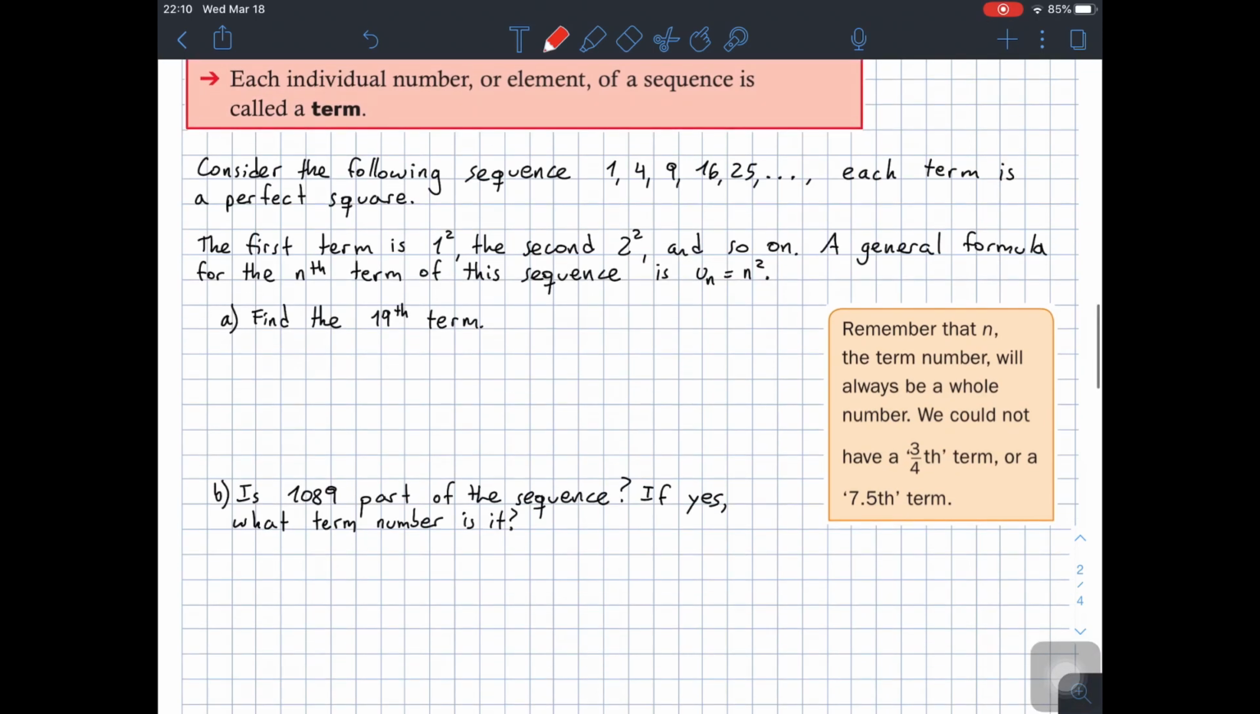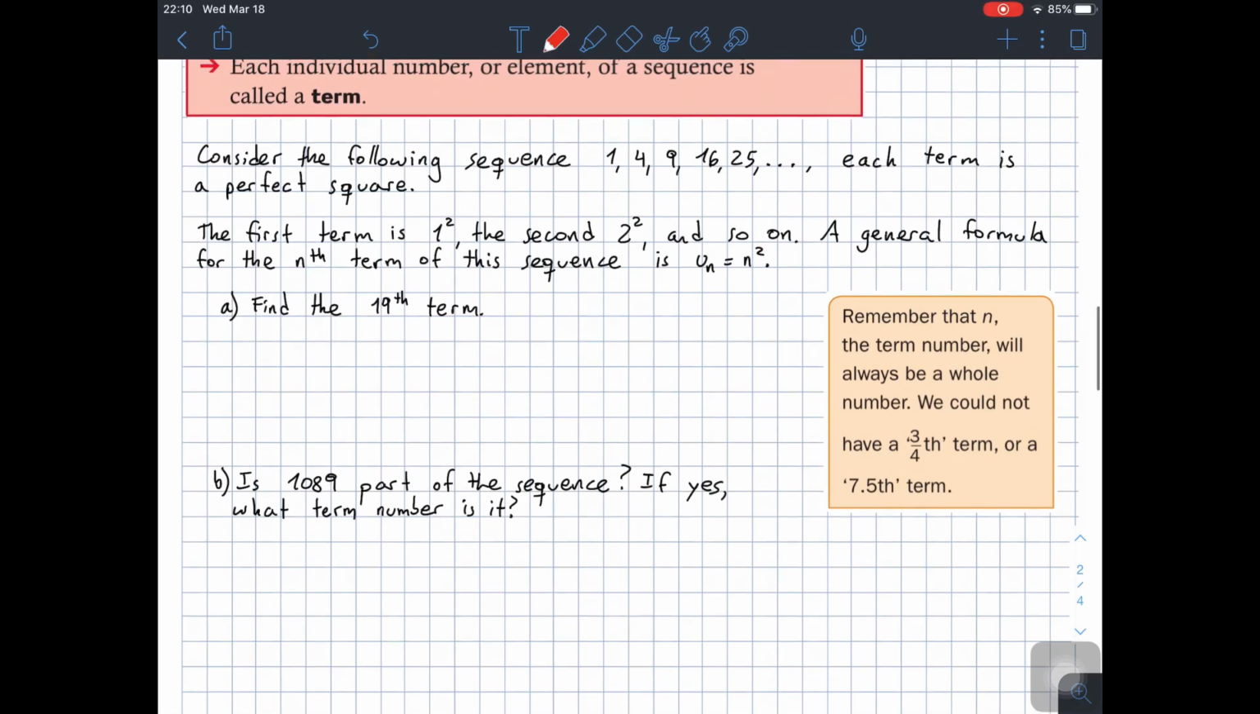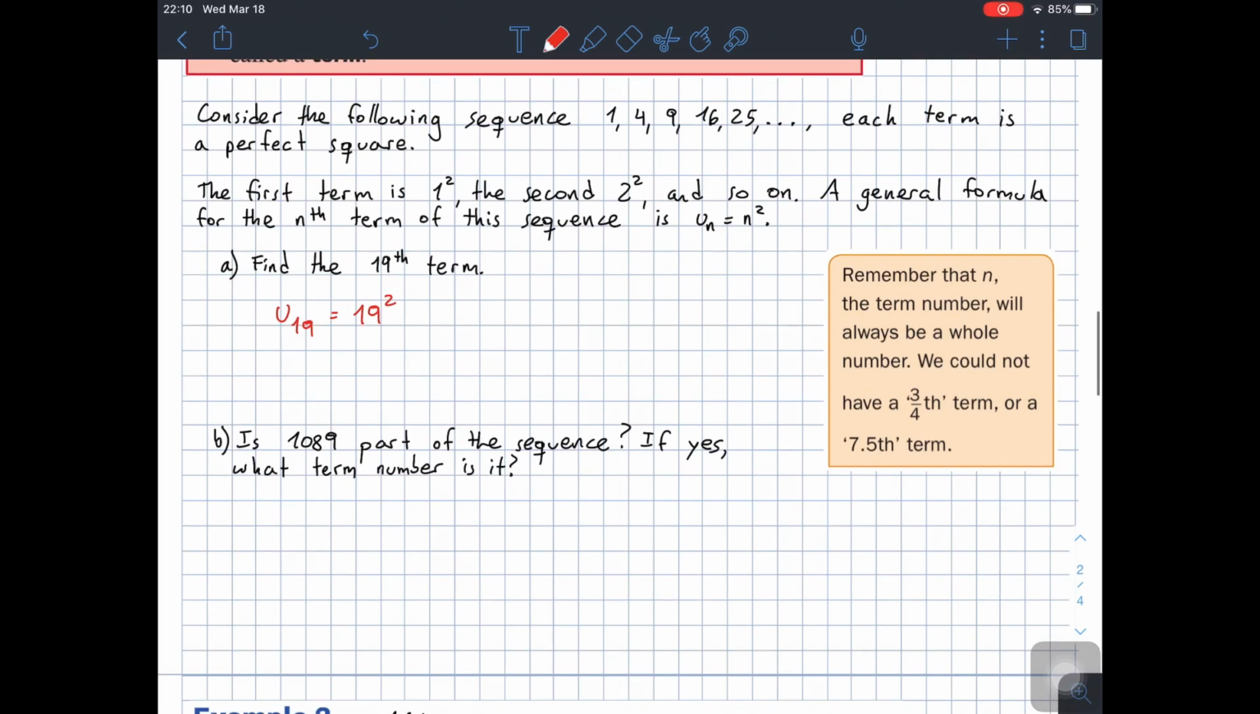So it says, find the 19th term. If we want to find the 19th term, that would be u19, right? And in order to calculate that term, it's n squared. So 19 squared, which is u19. 19 squared is 361. So that'll be the 19th term.